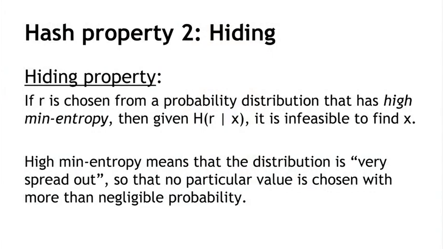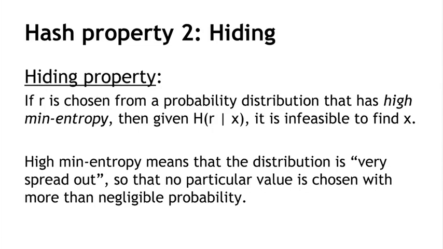And the way we're going to fix this problem with the common value x, like heads and tails, is we're going to take the x and concatenate with it a value r, which is chosen from a distribution that's really spread out. And so this H of r concatenated with x means take all the bits of r and put after them all the bits of x. And so what we're going to say is, given the hash of r together with x, it's infeasible to find x. This will be true in the formally stated property that if r is a random value chosen from a distribution that has high min entropy, then given the hash of r concatenated with x, it's infeasible to find x. And what does high min entropy mean?